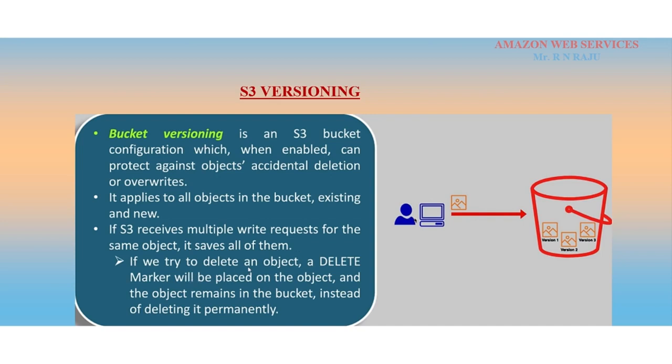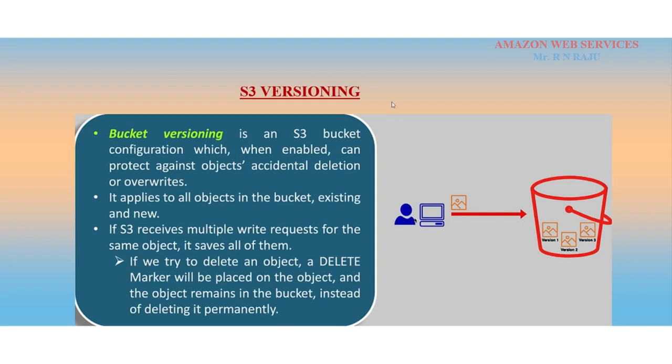After enabling versioning, if you try to delete any object, a delete marker will be placed on the object, and the object remains in the bucket instead of being deleted permanently. That is the feature of S3 versioning.